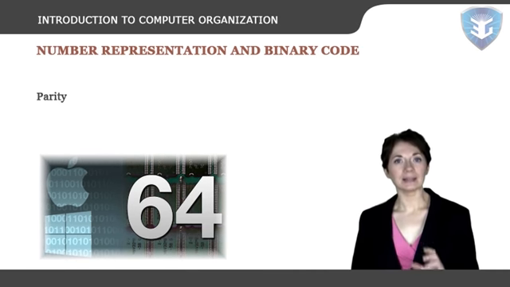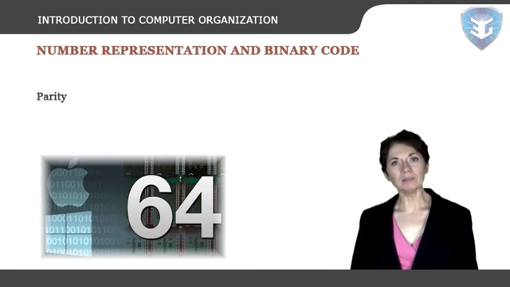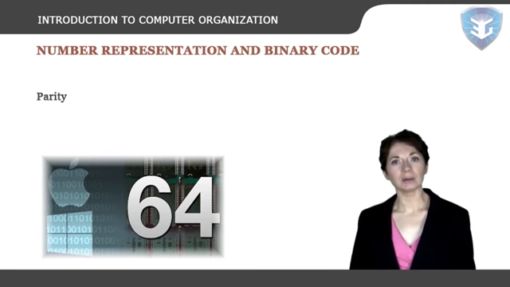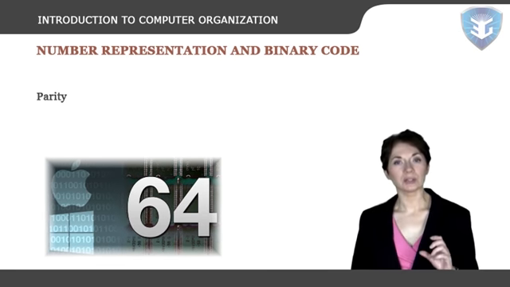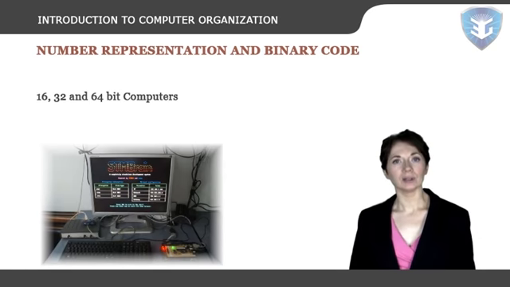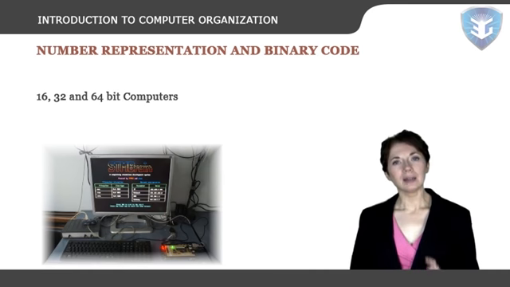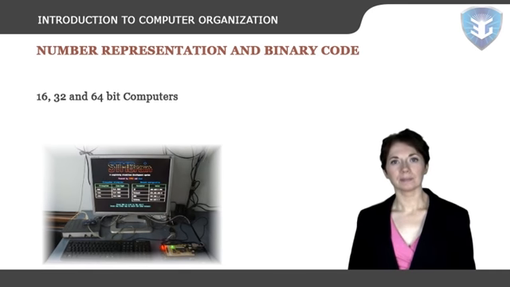ASCII, being only a 7-bit code, leaves 1 bit of the byte spare. This can be used to implement parity, which is a simple form of error checking. Consider a computer using punch cards for input, where a hole represents 1 and no hole represents 0. 16, 32, and 64-bit computers. Numbers do not fit into bytes.